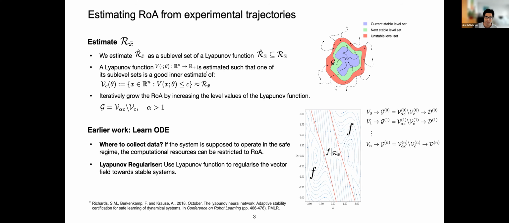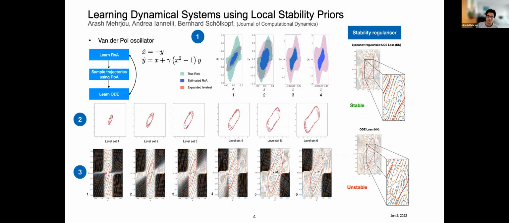So in an earlier work, we combined this algorithm, this iterative Lyapunov function estimation algorithm, with the ODE learning algorithm. The idea was to use the estimate of the Lyapunov function for two purposes. One is to do experiment design, meaning how can we collect samples which are more informative about the ODE within the region of attraction, and also how can we regularize the learned ODE by these samples and by the Lyapunov function. I won't go into detail of this work, so this is just one slide about it.